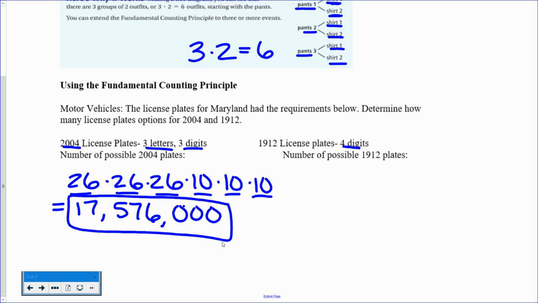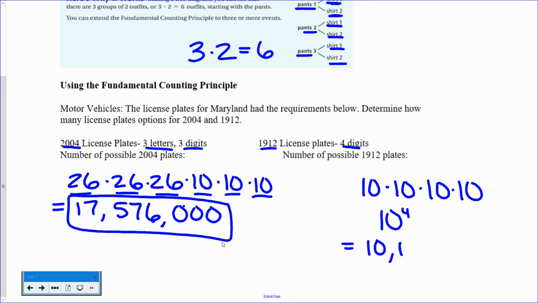Okay, if we look at 1912, obviously more in the past than 2004, only 4 digits were used, so 10 options for each digit. There are 4 of them. So 10 times 10 times 10 times 10, or take 10 to the 4th power. So there would be 10,000 different license plates.